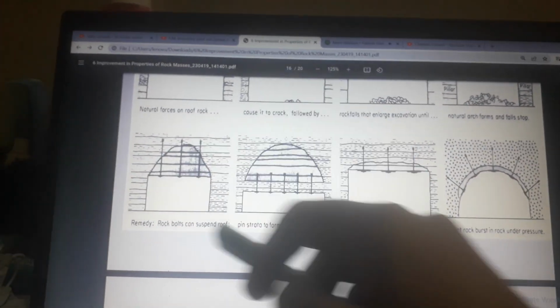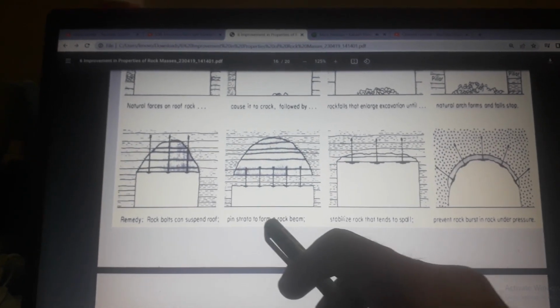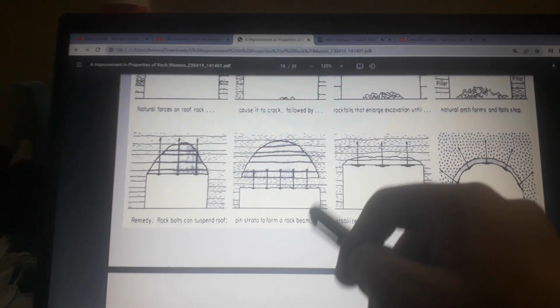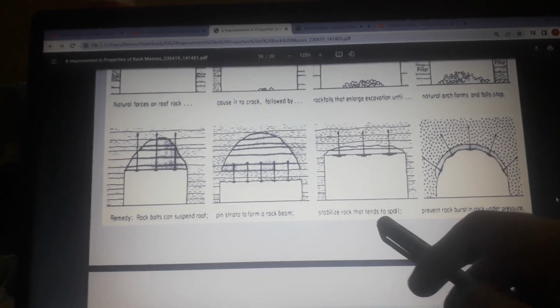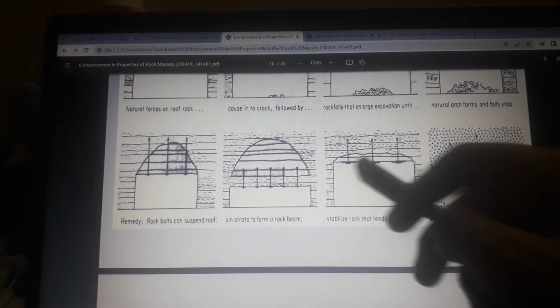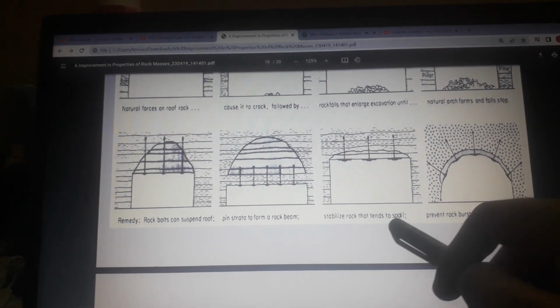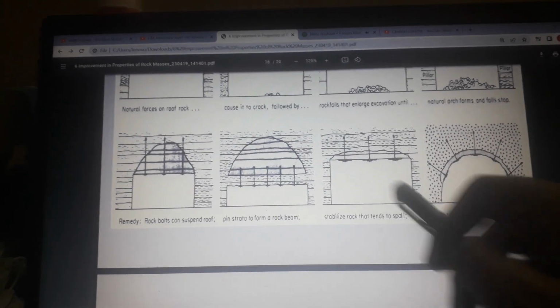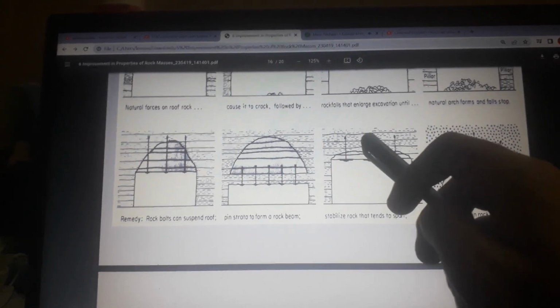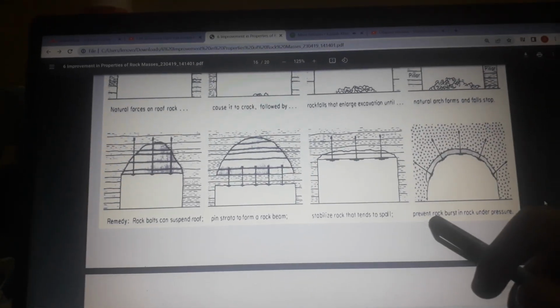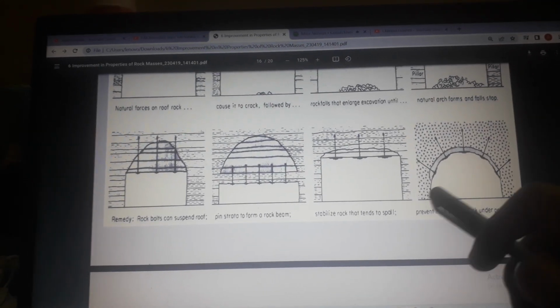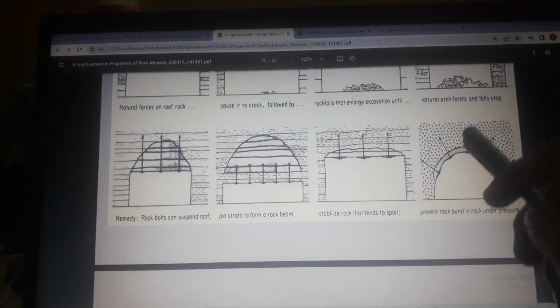Here are the bars. Then pin strata to form a rock beam. Then stabilize rock that tends to spall. Here is the figure. Then prevent rock burst in rock under pressure. This is the diagram.